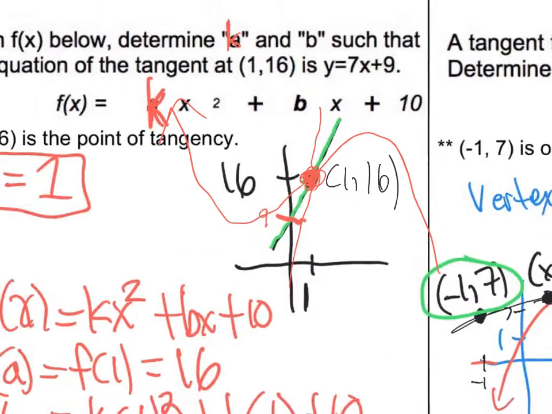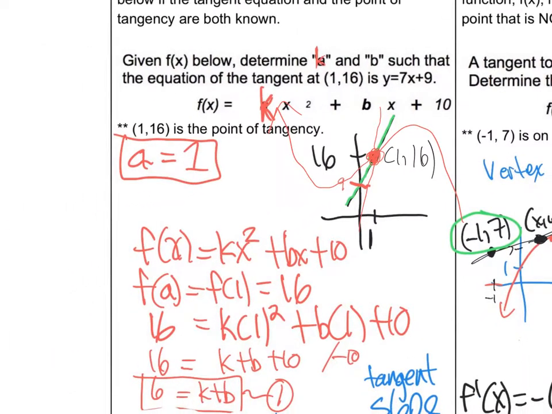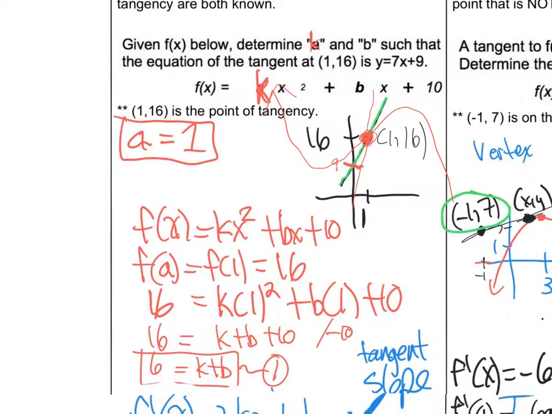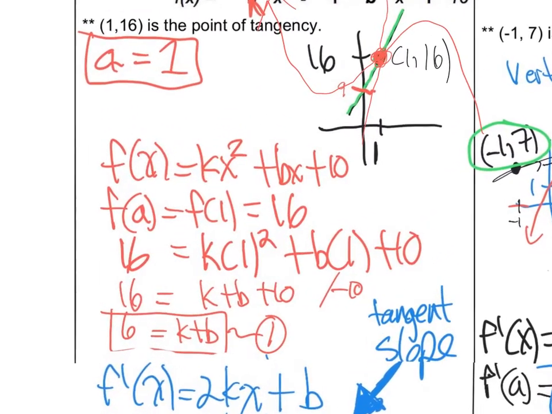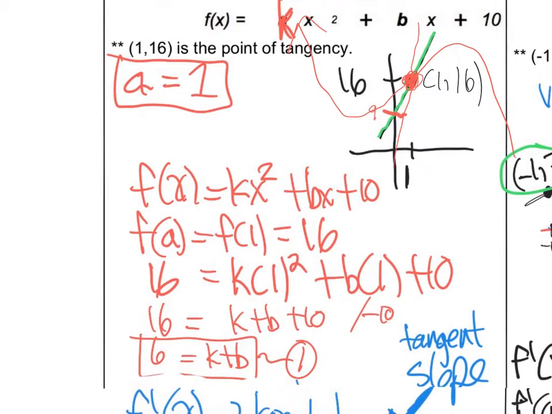So what do we need to do? In every case with all of these, you're going to work with f of x and you're going to work with f prime of x. f of x is the actual, original function, and f prime of x is the tangent slope function, the function that describes the slope. Let's start with f of x. By the way, we know that our a value is 1, because (1, 16) is the point of tangency.